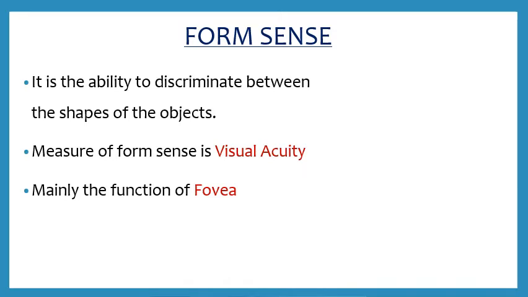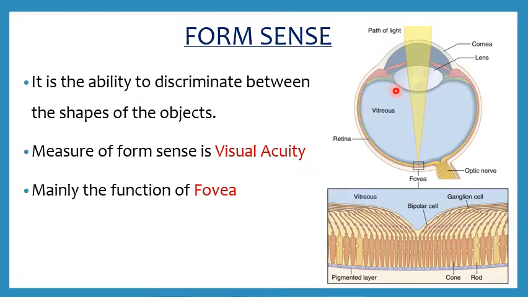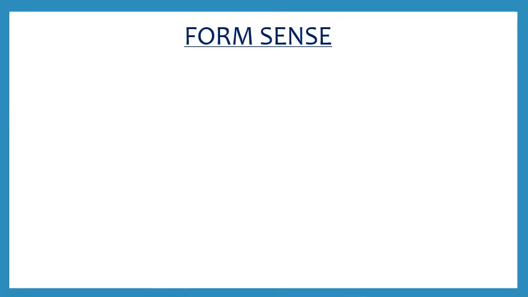Form sense is the ability to discriminate between the shapes of objects. A measure of form sense is visual acuity, and mainly it's a function of the fovea. What is meant by fovea? The fovea is this depression on the retina wherein you've got a hugely increased concentration of cones, which will allow proper vision and understanding of the details of an object. Only if the light from an object falls onto the fovea of our eye will we be able to correctly identify the details, right?